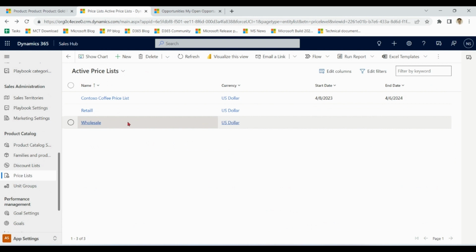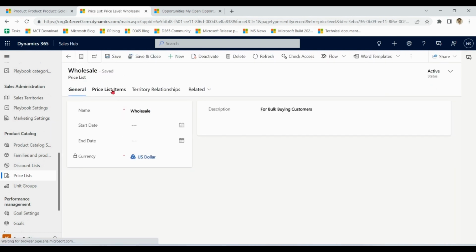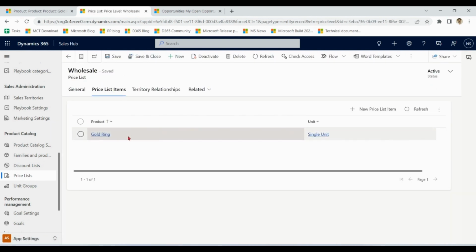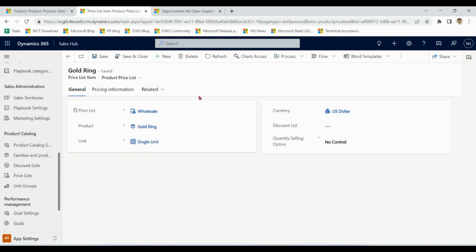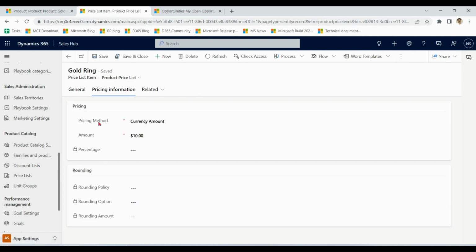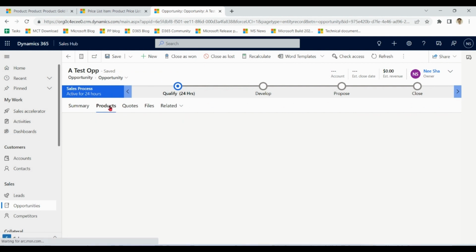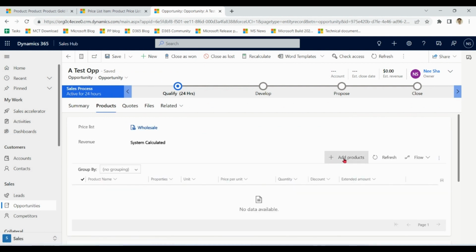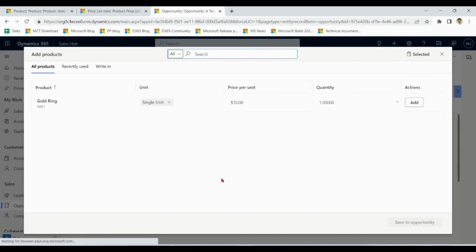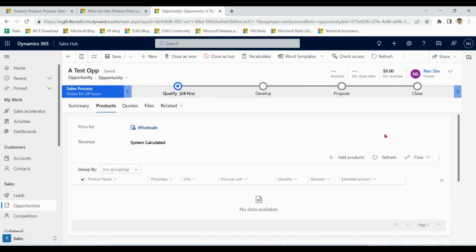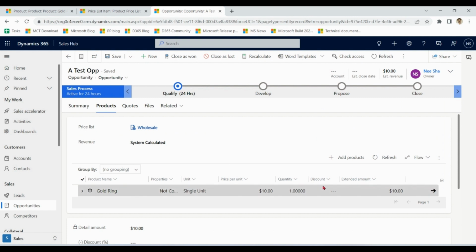If I go to price list, single unit, pricing method, currency amount 10 USD. Pretty simple.